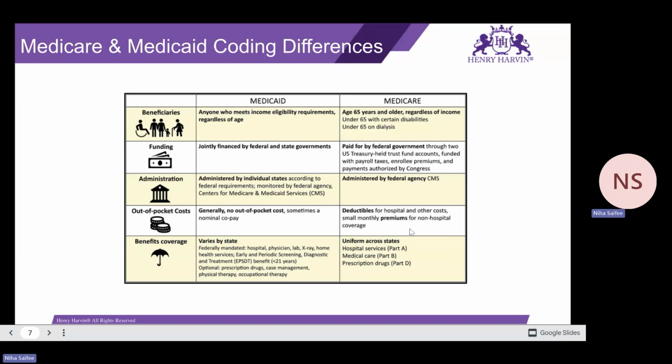Medicare is under the control of the federal government, so there is uniform access across the states. Everything is the same all throughout the US. Whichever state it belongs to, the rules and regulations are the same. There are different parts: A, B, C, and D. A covers hospital services, B covers OPD medical care, C is a combination that you can customize, and D is the prescription drugs.